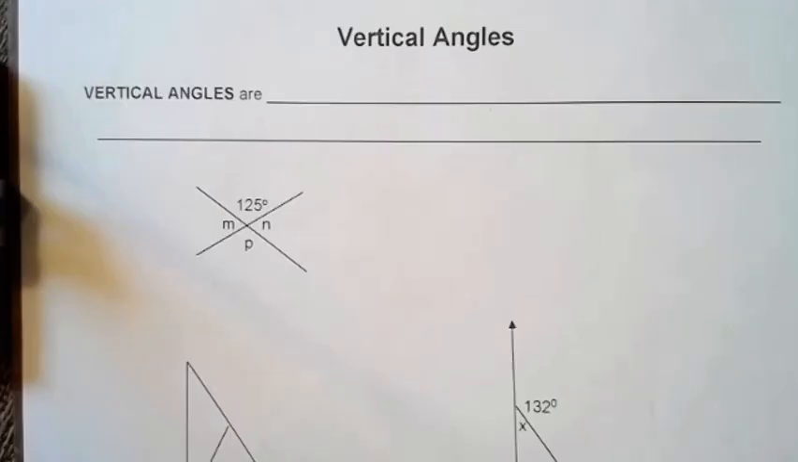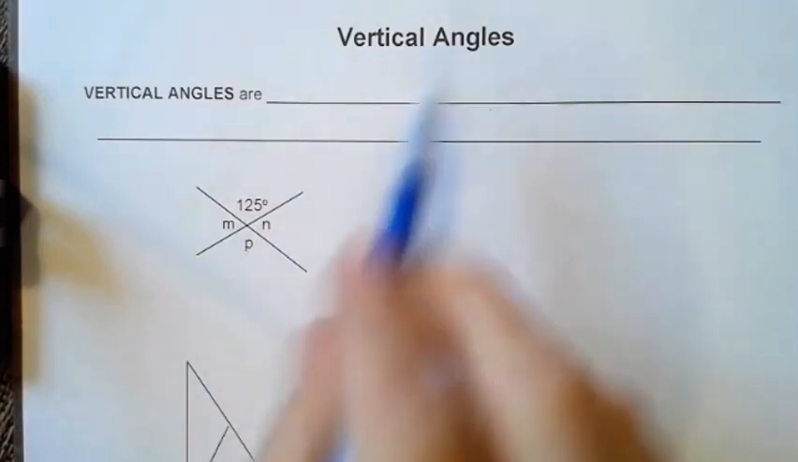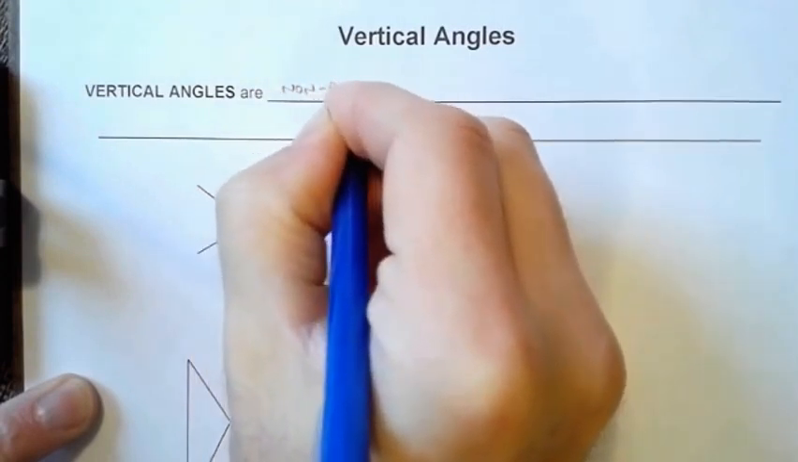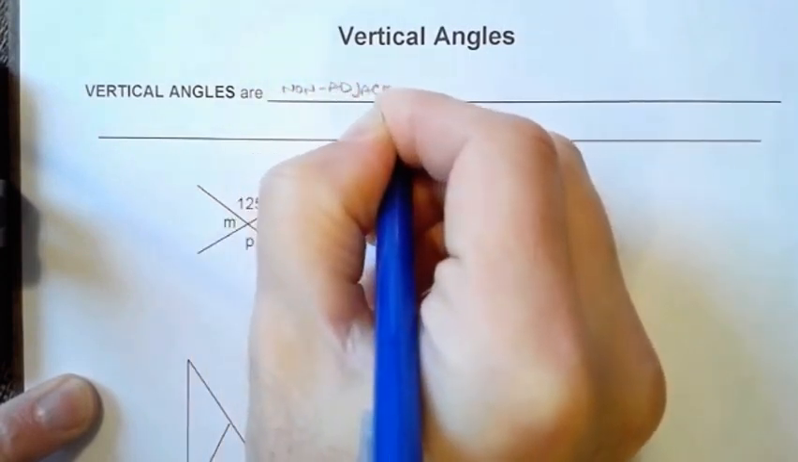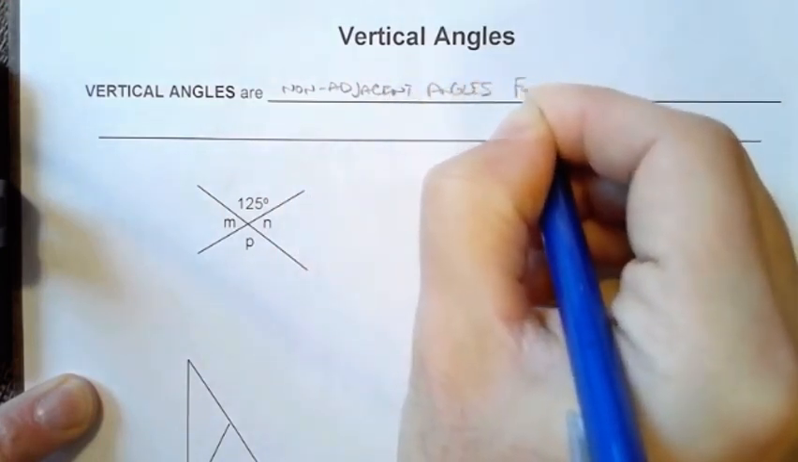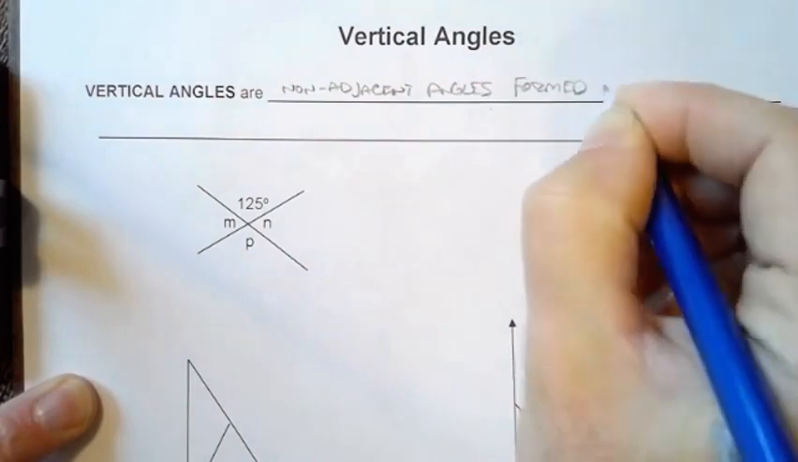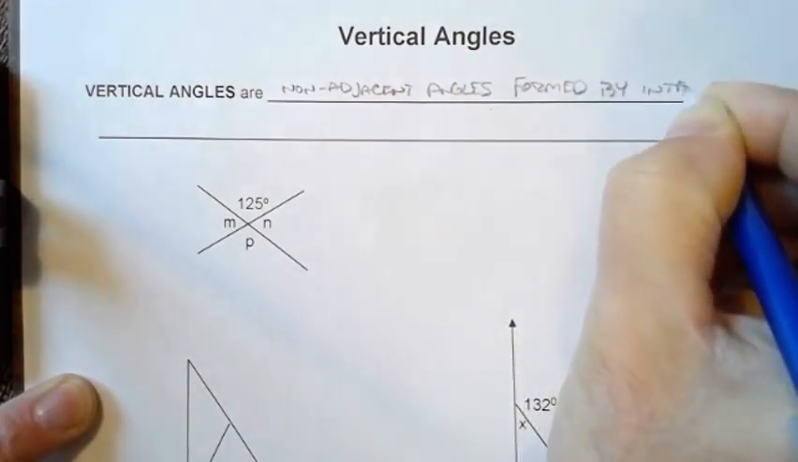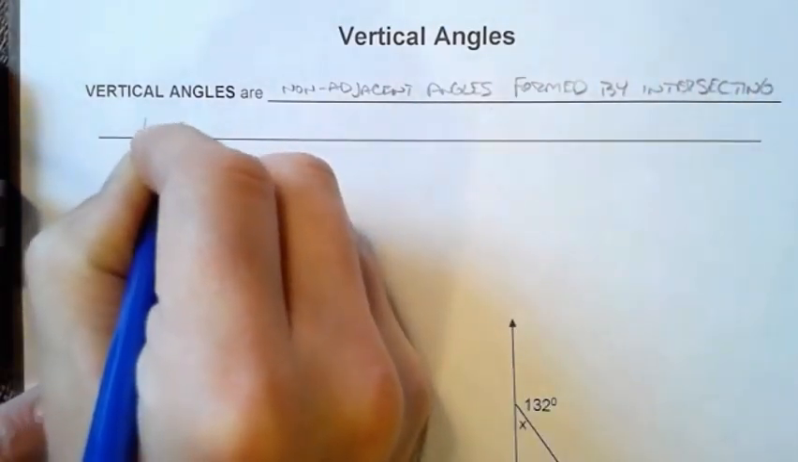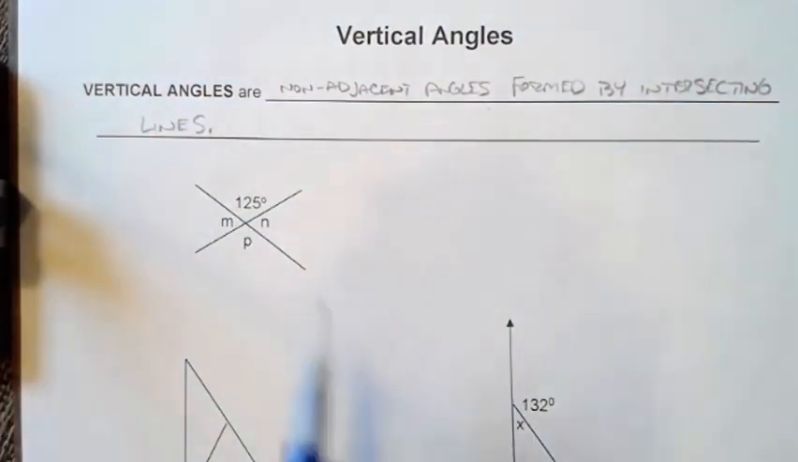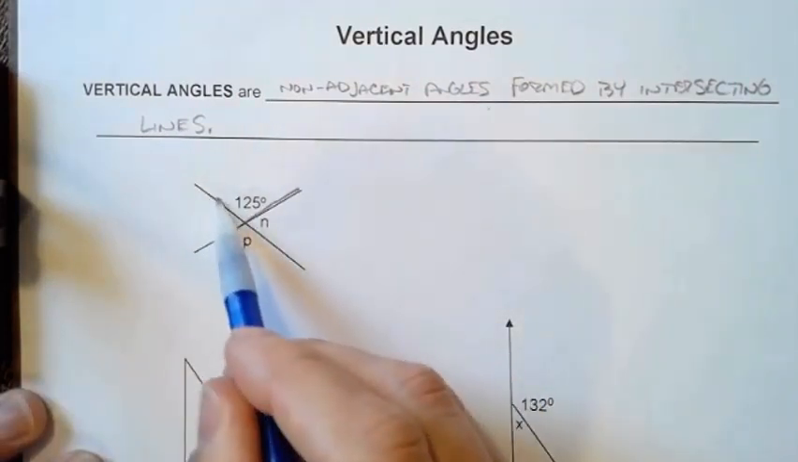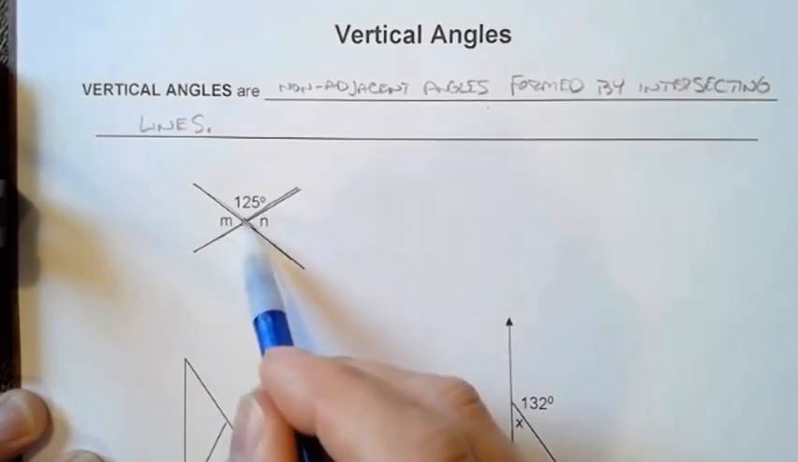The next angle relationship that we're going to study are what are called vertical angles. Vertical angles are non-adjacent angles formed by intersecting lines. Non-adjacent angles formed by intersecting lines. Okay, so if I look at this picture down here, I've got these two lines that have intersected, and they have intersected at this point right here.